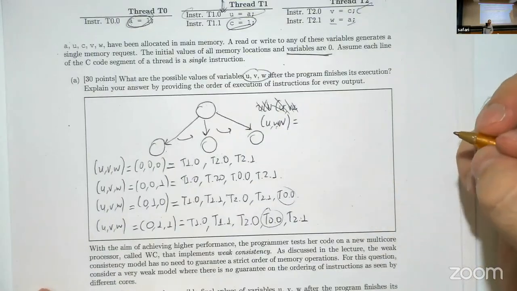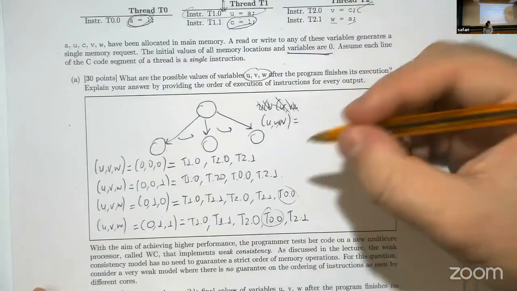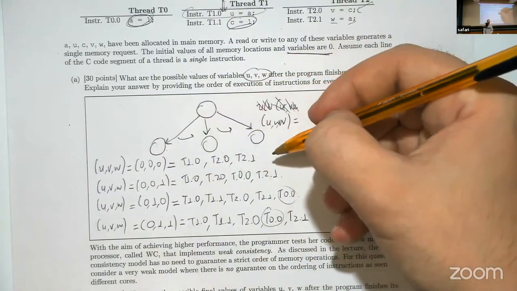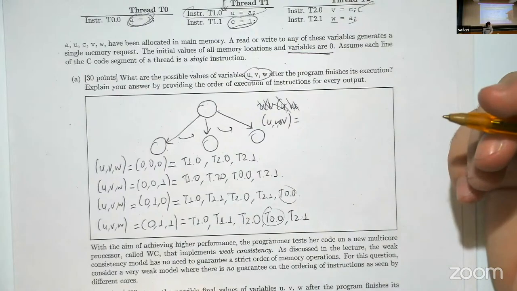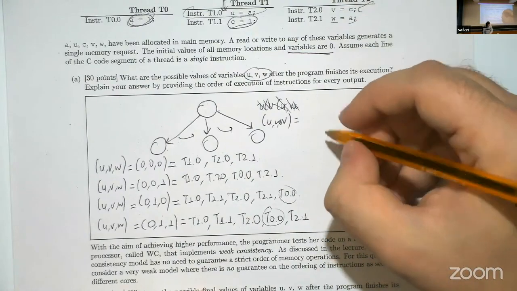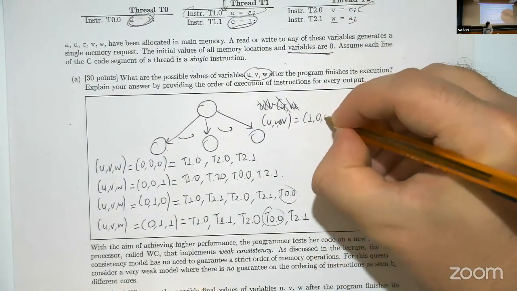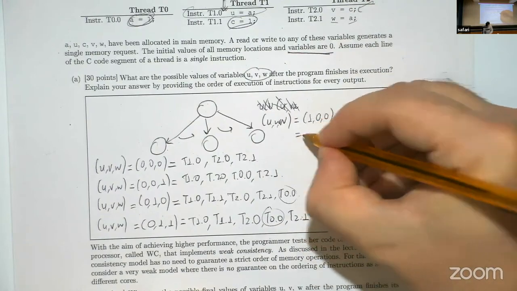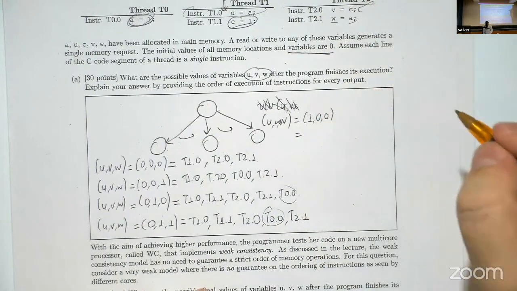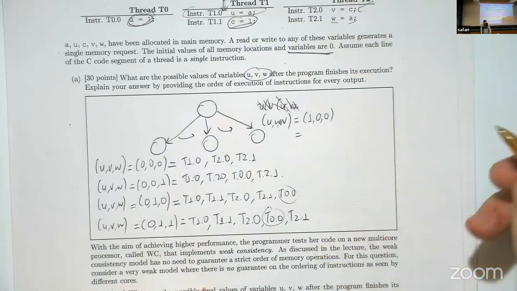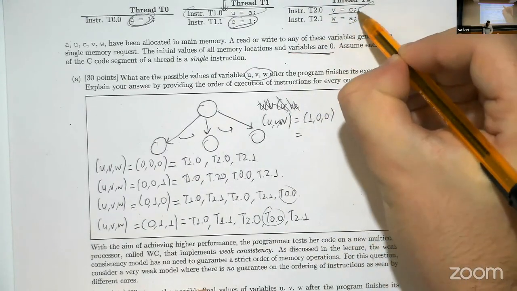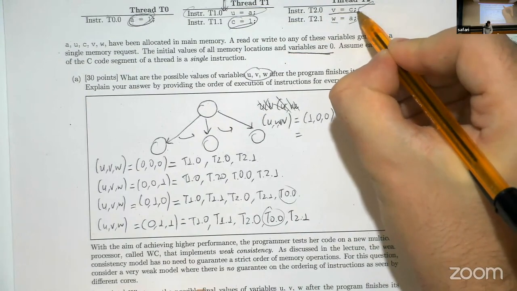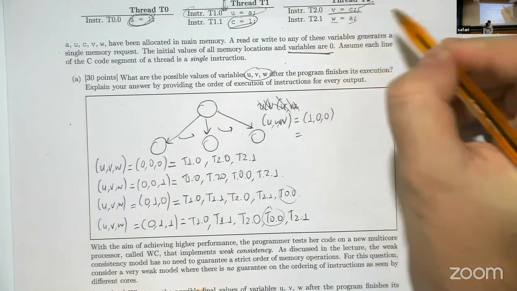I don't have much space because I explained the clock. Yeah. So I have here 1, 0, 0. How do we end up with 1, 0, 0? We first need to execute this. And the question is why?